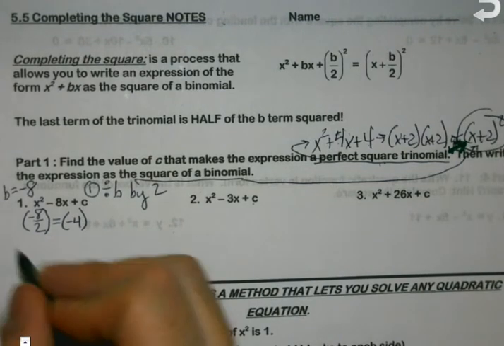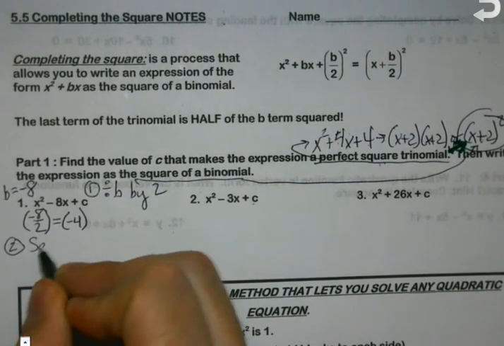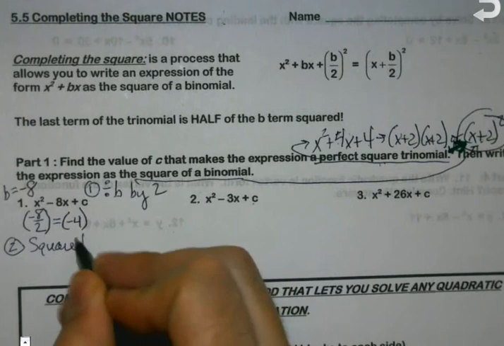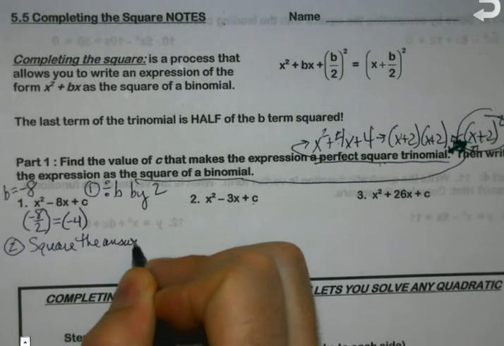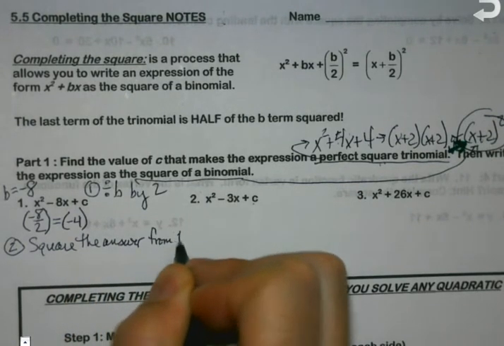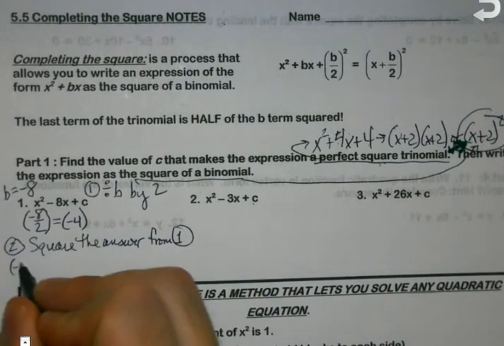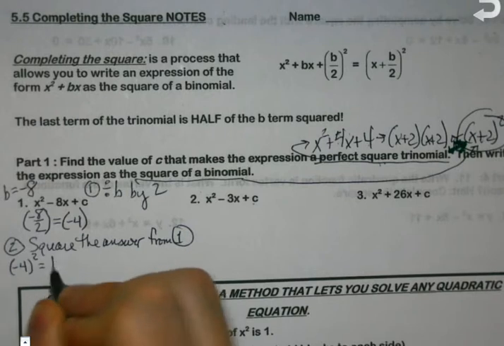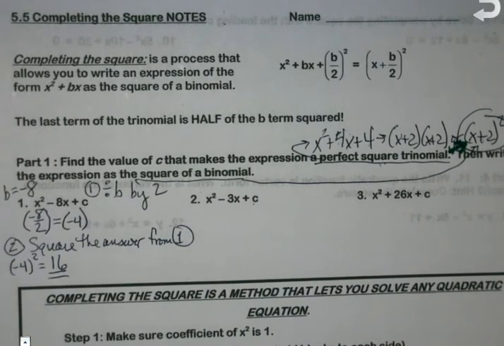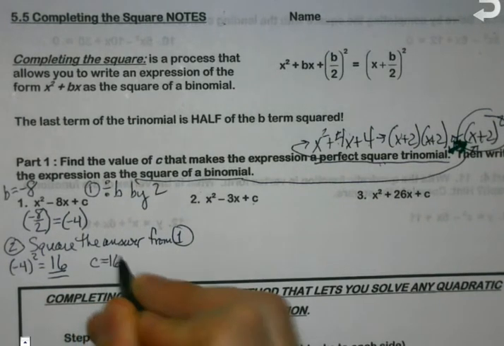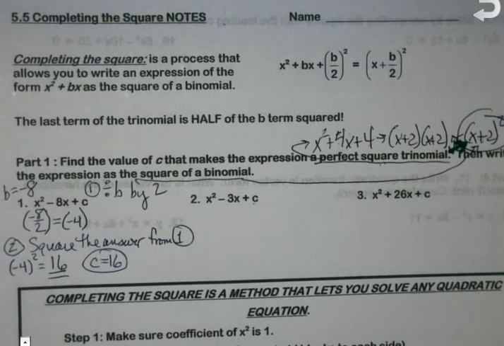Step number 2. Square the answer from step 1. So -4 squared is 16. That 16 is my c value. And the reason that helps me, the reason that works is, number 1, okay, 16, perfect square.